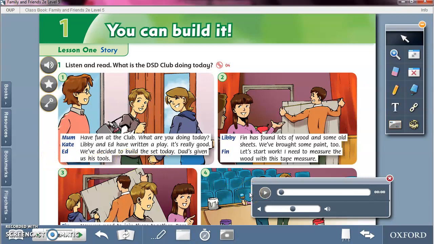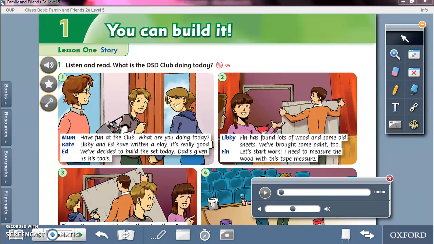Okay, I will read picture number 1 again. Have fun at the club. What are you doing today? Libby and Ed have written a play. It's really good. We've decided to build the set today. Dad's given us his tools.